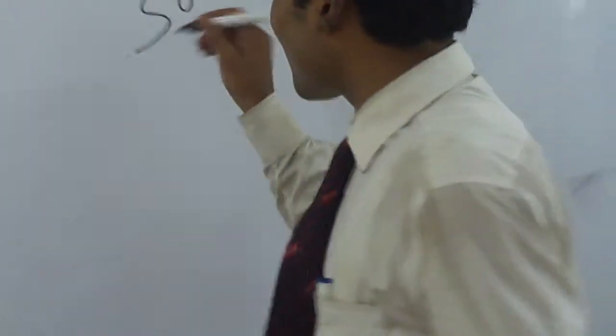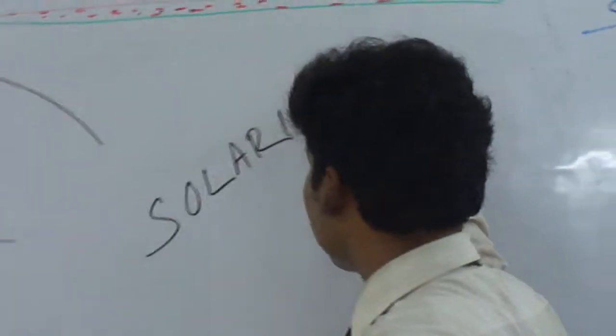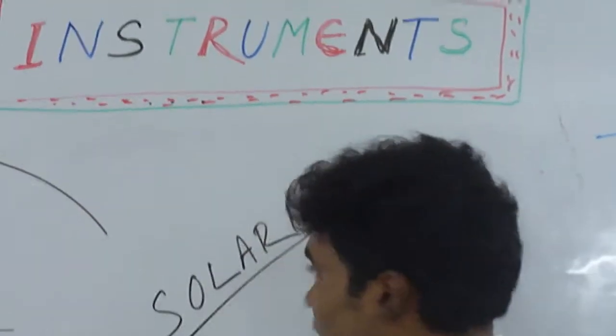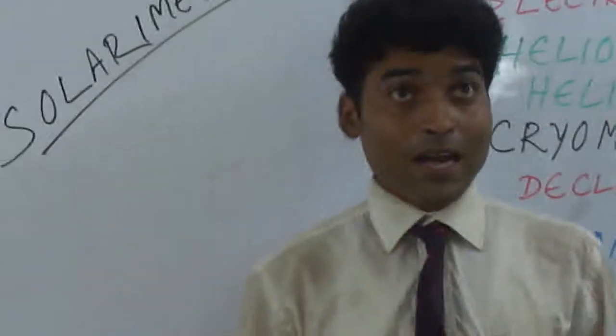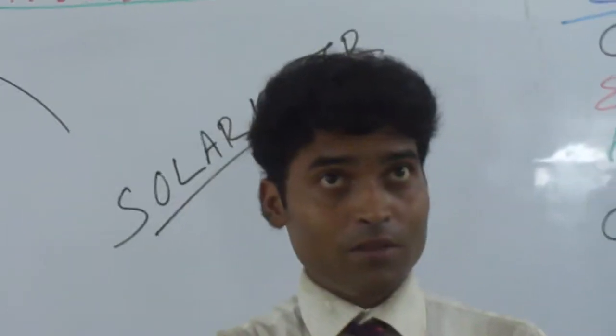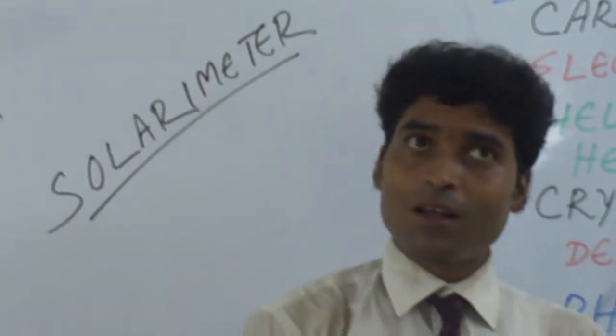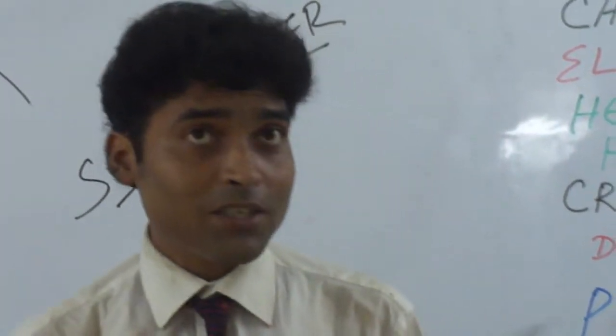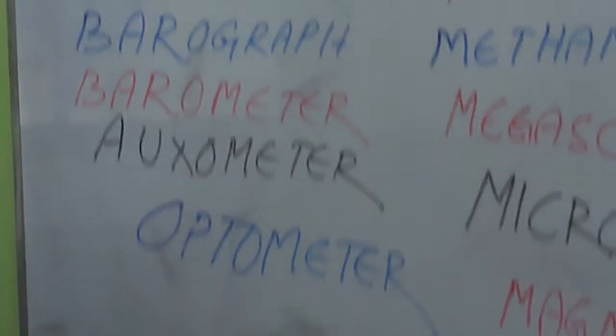Anyway, now we'll discuss the solarimeter. What is a solarimeter? Solar means sun, as usual. So solarimeter means sun radiation: an instrument used to measure the intensity of the sun's radiation. Sun rays coming to earth take about 8 minutes, that is about 480 or 500 seconds, to reach us. So we can say solarimeter means a radiation meter.